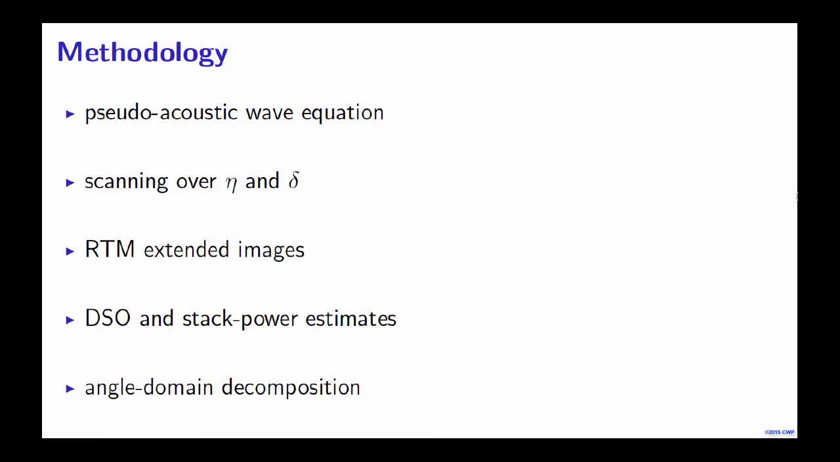We assume that the normal moveout velocity is known, and we'll analyze the images obtained with different values of eta and delta. We'll use the DSO and stack power estimates, which is a common choice, to quantify the defocusing. And finally, to facilitate the interpretation of the residual moveout in the extended images, we apply the angle domain decomposition.